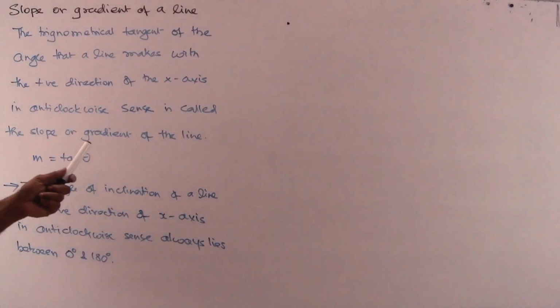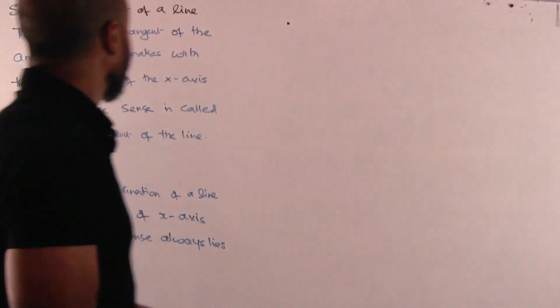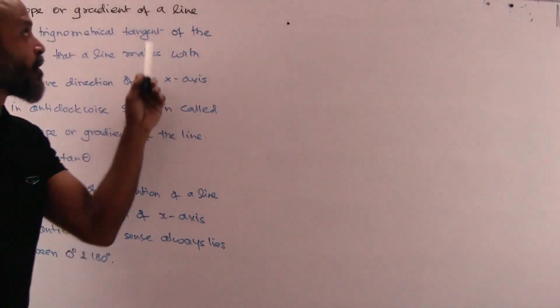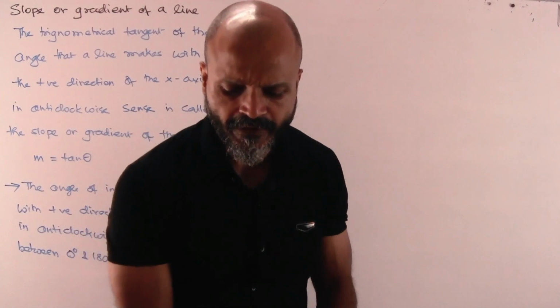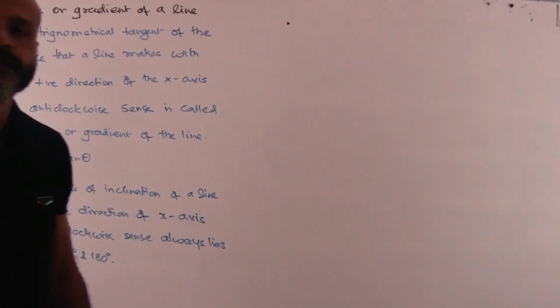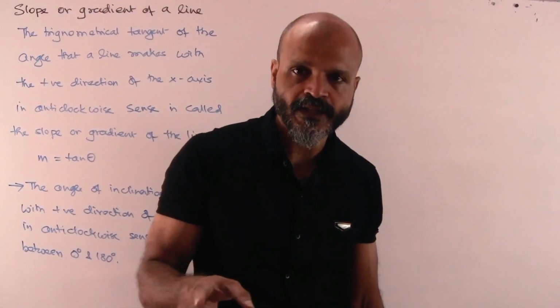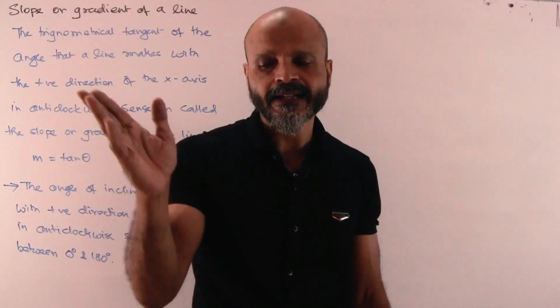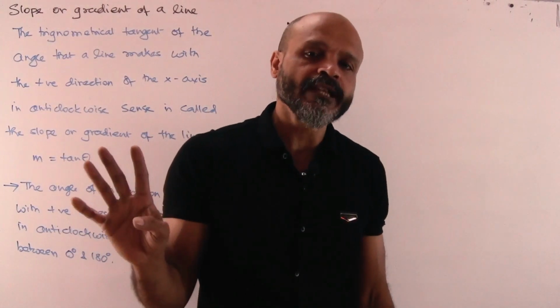Okay, so we will proceed ahead with lines. Now when we talk about a slope or a gradient of a line, what do we actually mean? It's a very familiar term that is associated with lines, and you must have studied this term in previous classes as well. Slope basically means the inclination of a line with what? With the positive direction of the x axis.